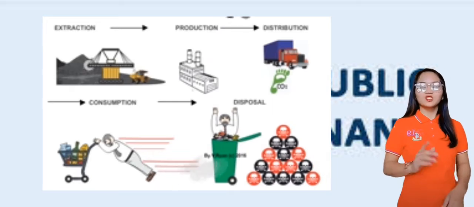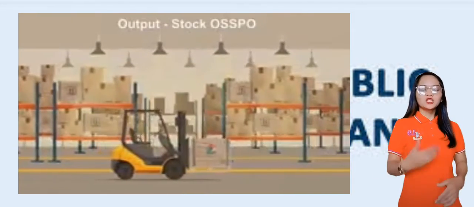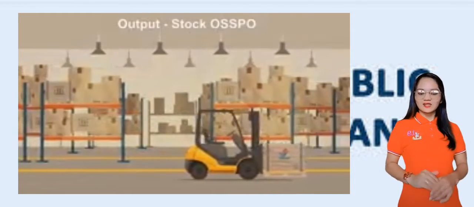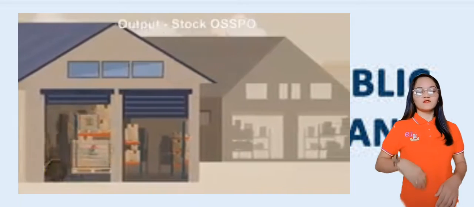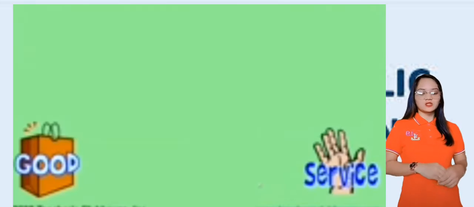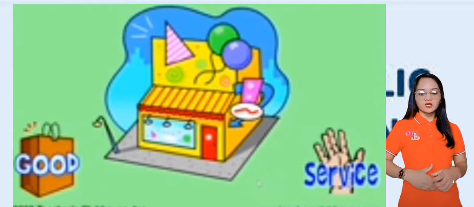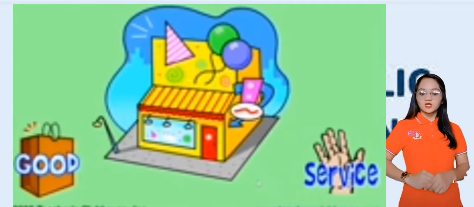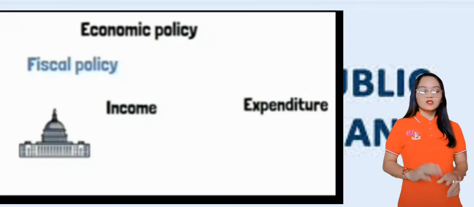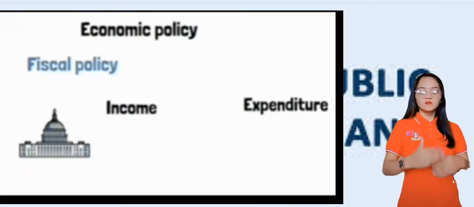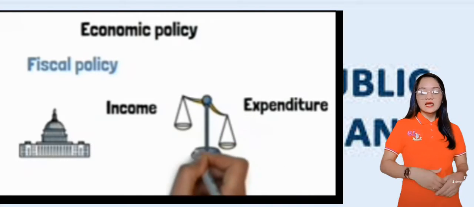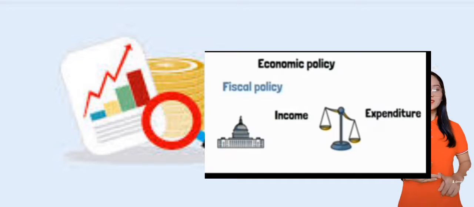Next, we have the distribution functions. The distributive function of the budget is related to the basic question of for whom an economy should produce goods and services. It is concerned with the adjustment of the distribution of income and wealth, so as to ensure distributive justice, namely equity and fairness.